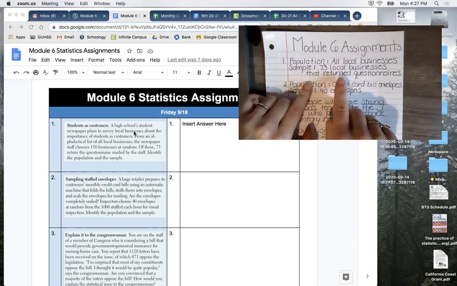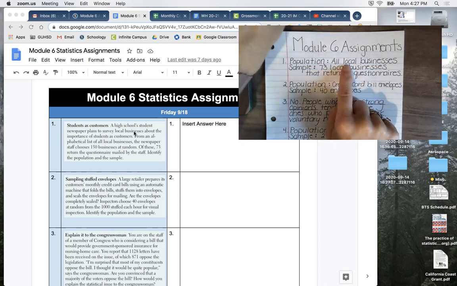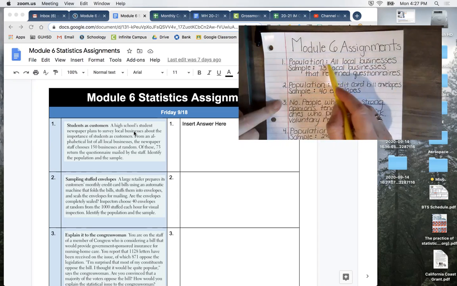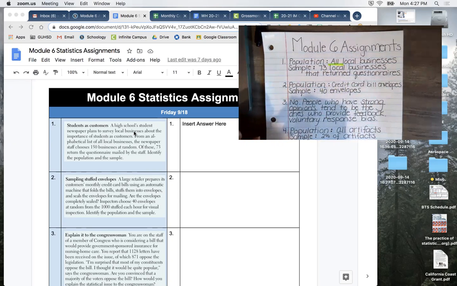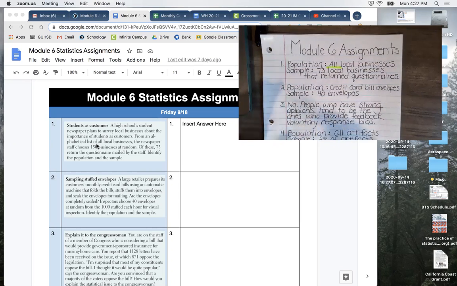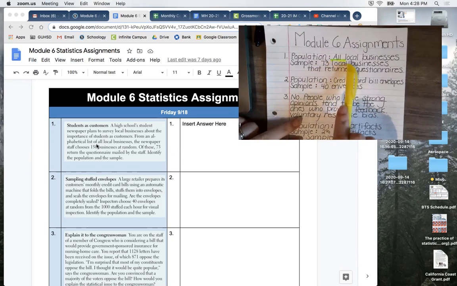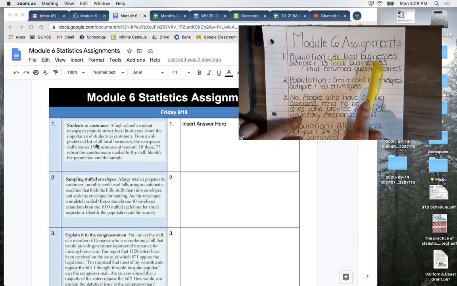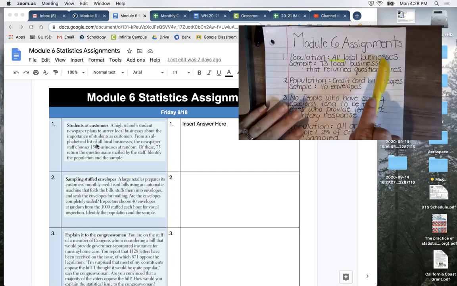The population is all local businesses. Now, population, remember, the keyword here is all. That's really everyone involved who you're going to apply the results to. So in this one, even though you've got this 150 throwing you off, the population is all local businesses, because ultimately you're going to say blank percent of all local businesses feel a certain way.